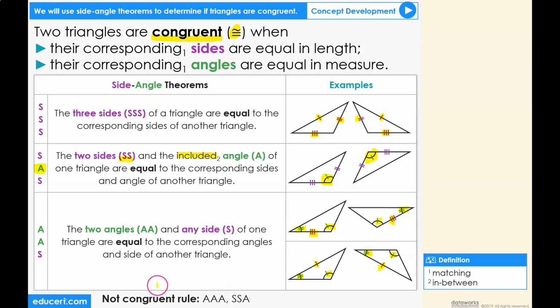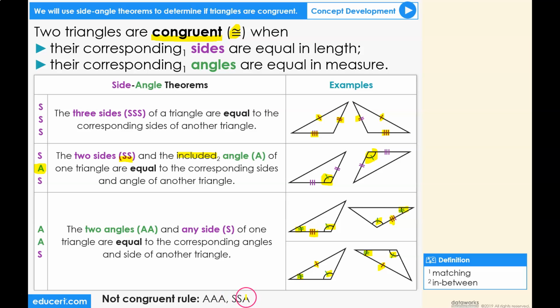We have to be careful. Sometimes you get numbers that match, but they're not the right set of numbers. The not congruent rules: if you have two triangles and they have three matching interior angles, then it looks like they might be congruent, but that is not enough to determine if two triangles are overall congruent.